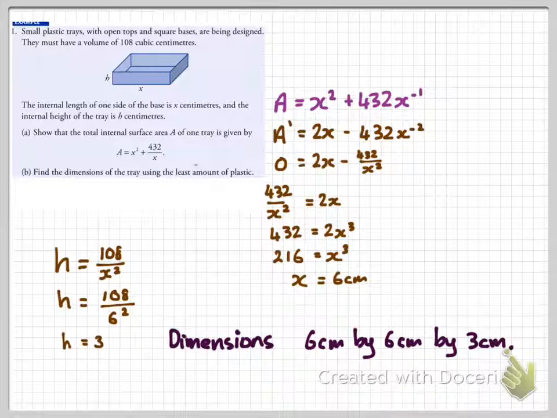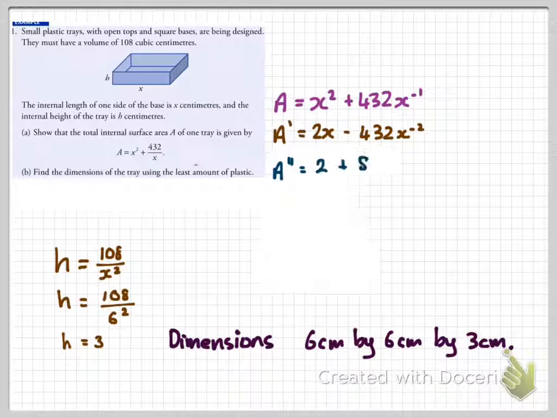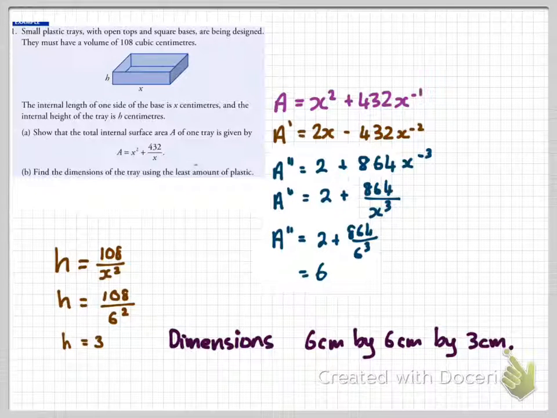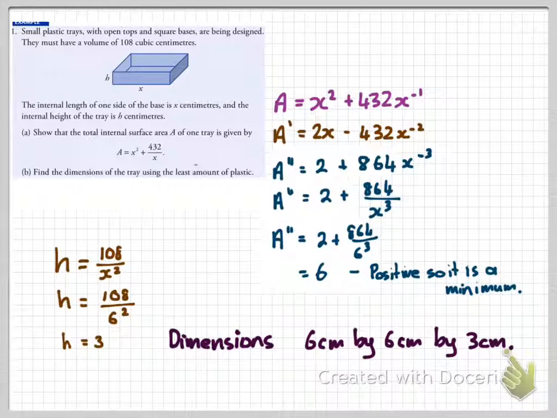You could double differentiate to show that it's a minimum. Remember, when you double differentiate, if it's positive, you will get a minimum. Perhaps we will check that now. So differentiating, we get 2 plus 864 x to the negative 3. Multiplying negative 2 by a negative number gives you positive. Put the x cubed underneath. Substitute the 6 into there. It equals 6. It is positive, so therefore we have a minimum. Now we're done.